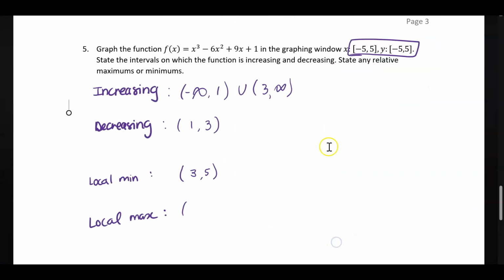Let's come back over here. So local minimum, local max. The local minimum was at 3 comma 1. My local max was at 1 comma 5. And that's what we wanted to do for that problem.